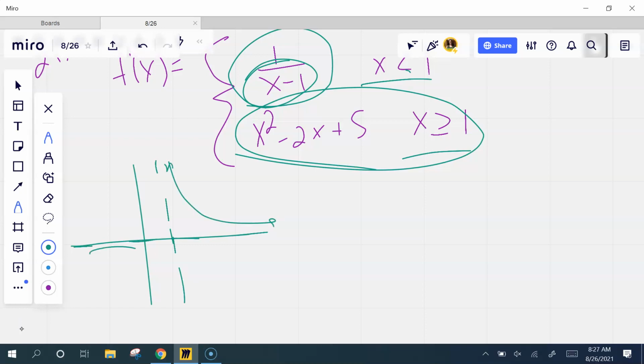You don't know how to do piecewise functions? Okay. Graphing them, or what they look like, or what?